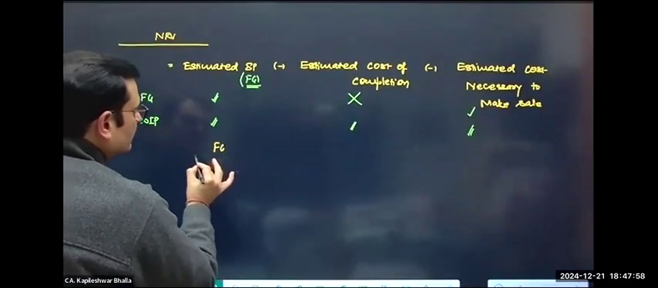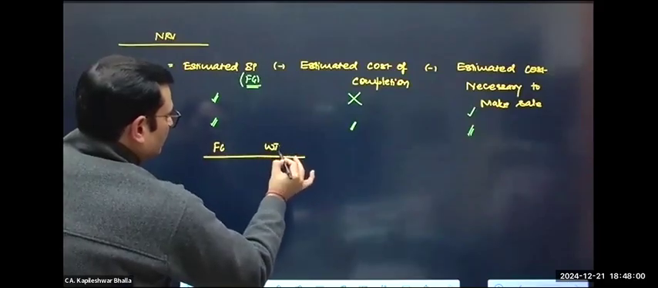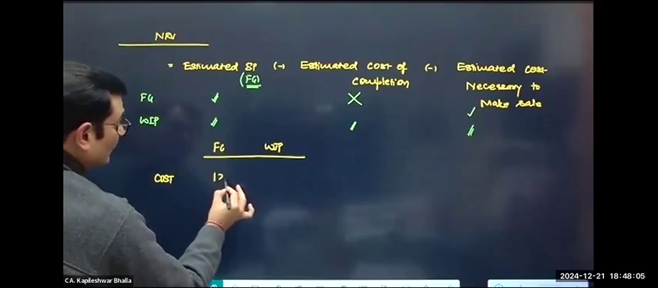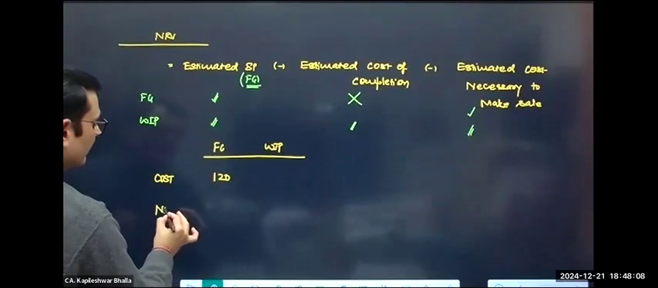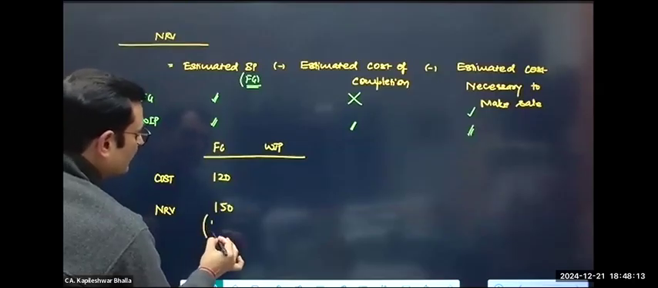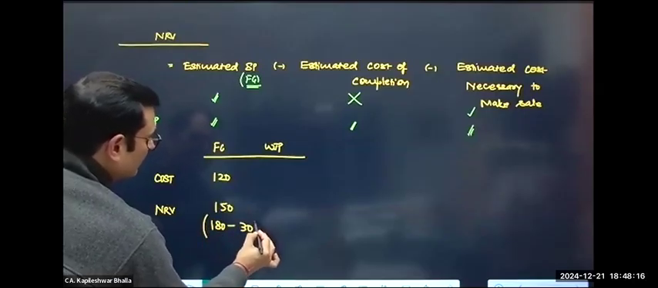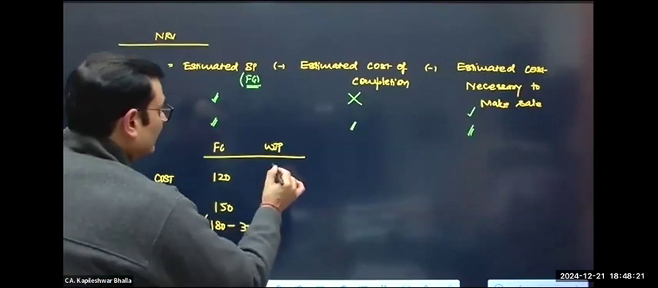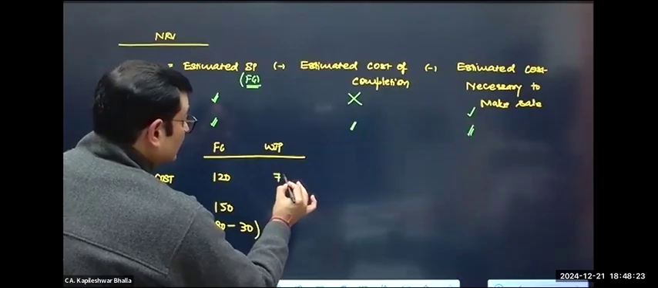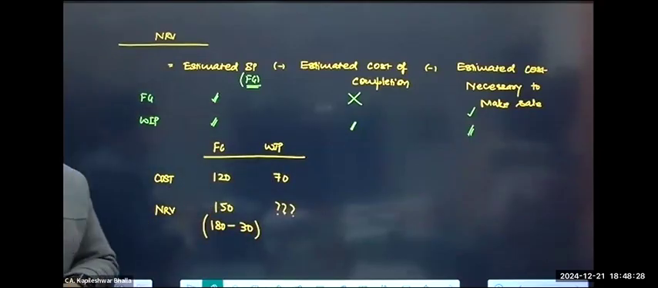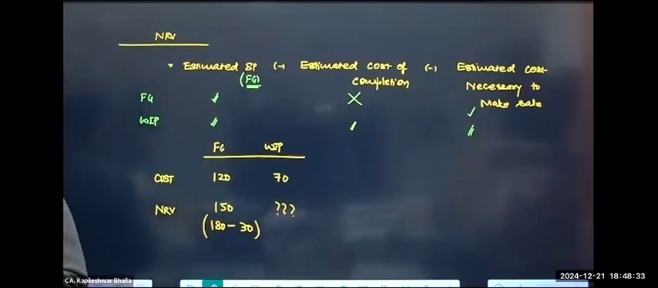Let's say this is finished goods and let's say this is WIP. So let's say the cost of the finished goods is 120, and the net realizable value is 150. So this is basically selling price minus the cost necessary to make sale. Now my question is very simple. Let's say this is 70. Can you tell me what is the NRV of WIP? Calculate what is the NRV of WIP in this case.